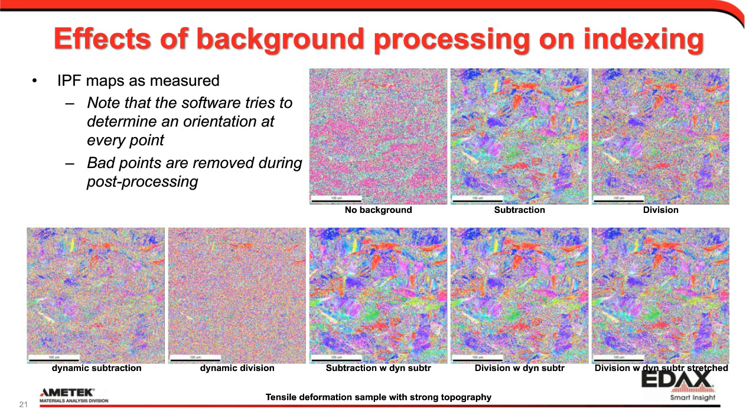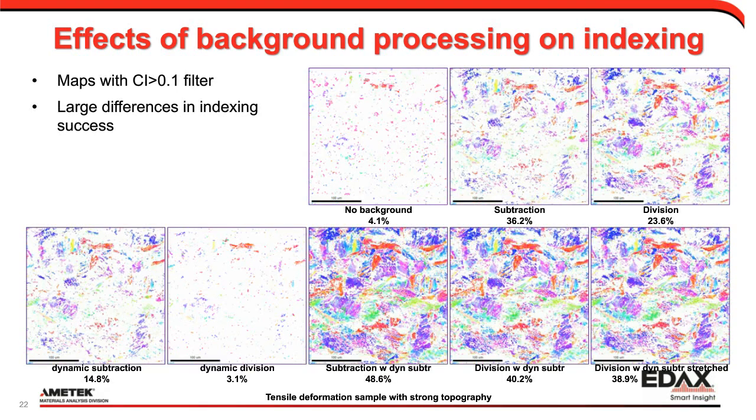So now here it kind of gets to the setup of, how do I know this ahead of time? But let's go ahead and backtrack a little bit, and let's filter out the bad data, so to speak. So here I've taken those initial IPF maps, and I have removed the data that has a CI less than 0.1.